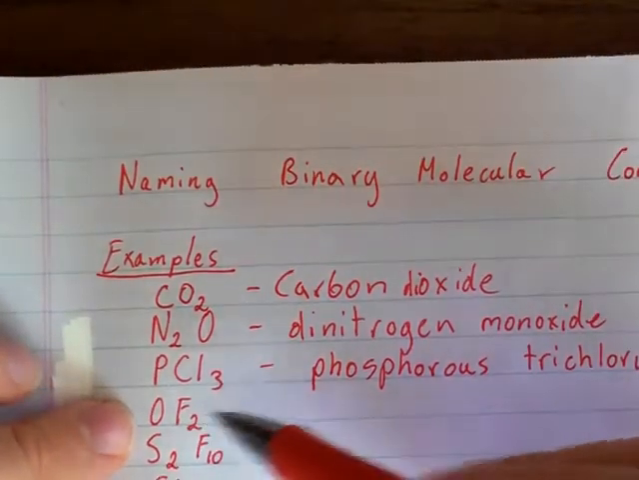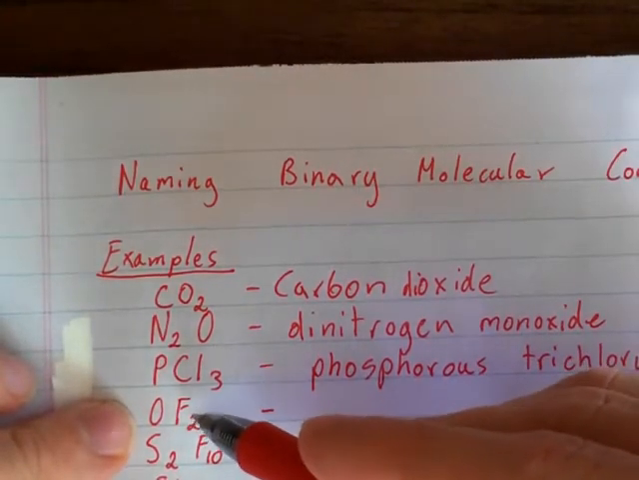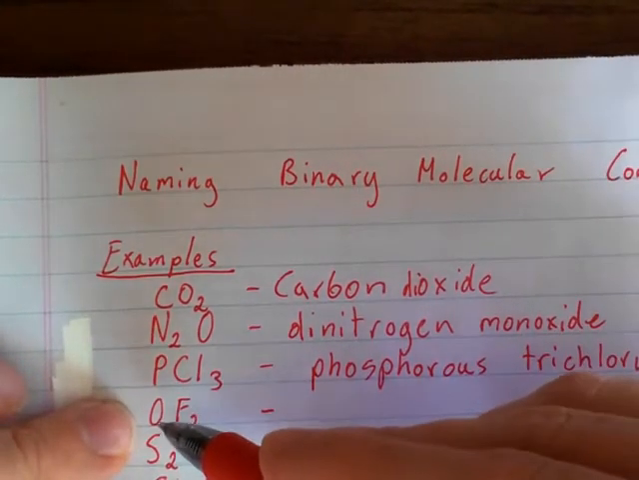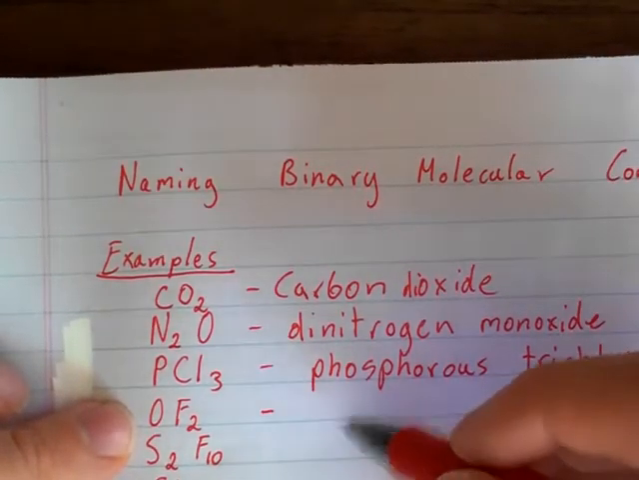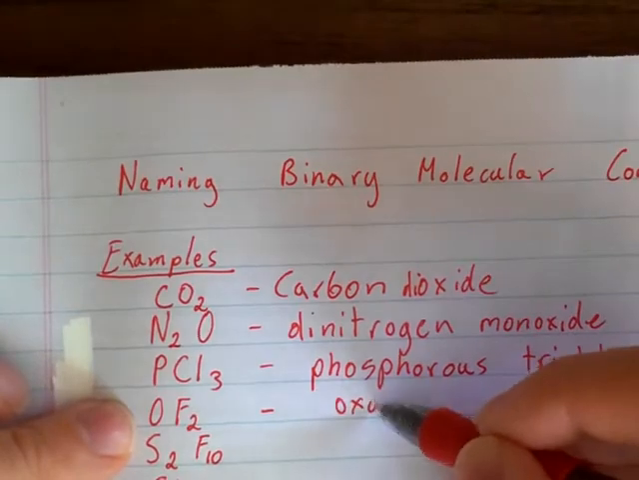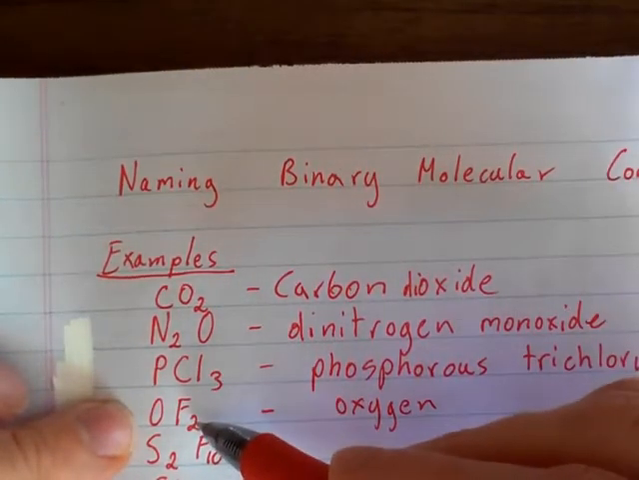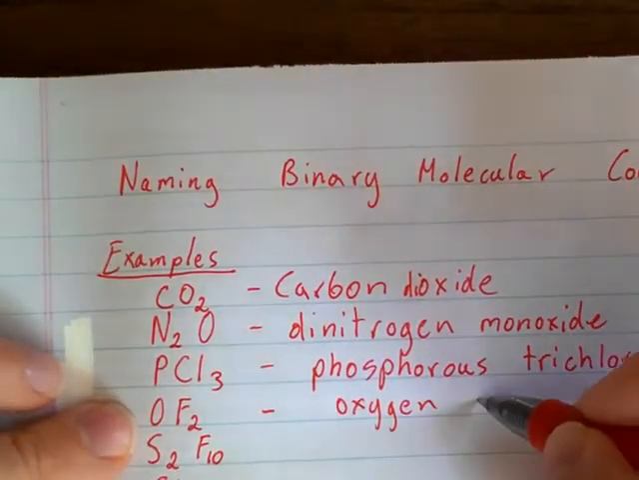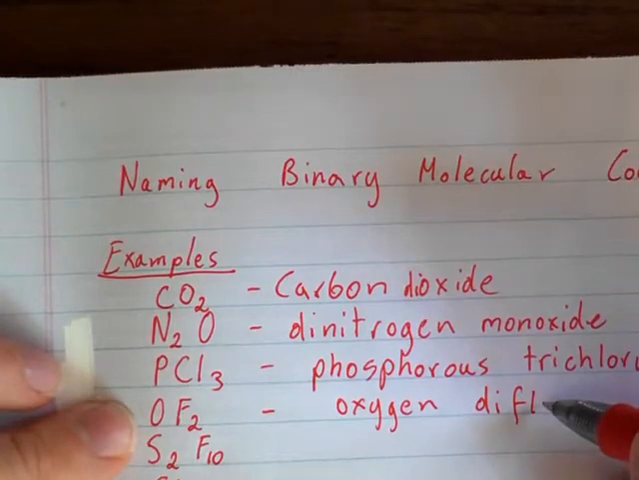Okay, next one, OF2. Okay, O stands for oxygen, F stands for fluorine. Fluorine becomes fluoride. We have 1 oxygen, so for the first one, we don't need to write monooxygen, just oxygen. And then how many F's we have? 2. So the prefix for 2 is di. And then fluorine becomes fluoride.